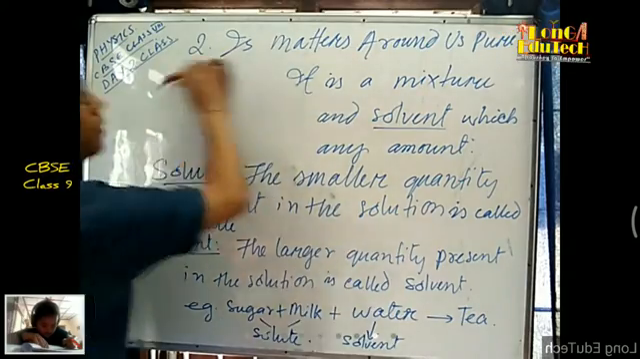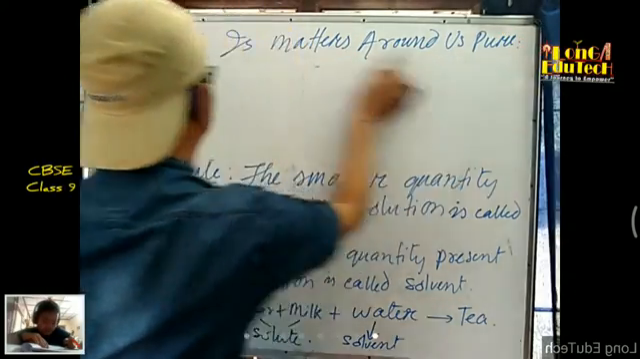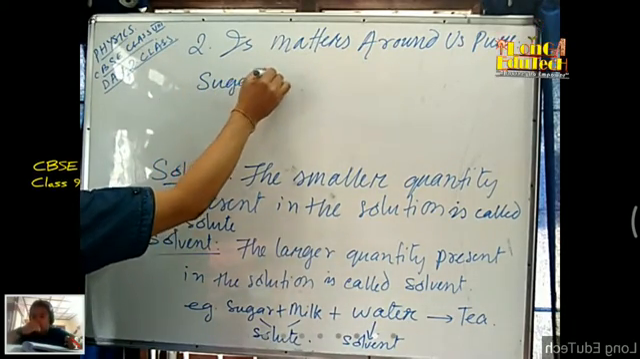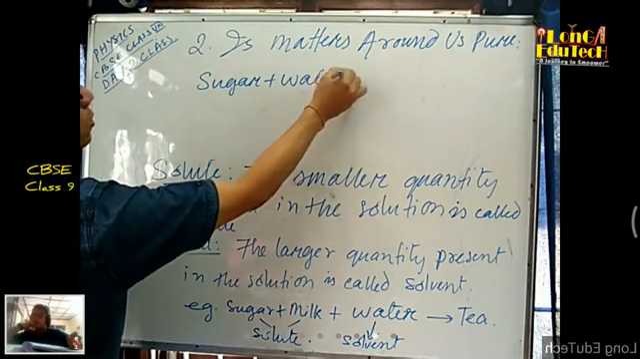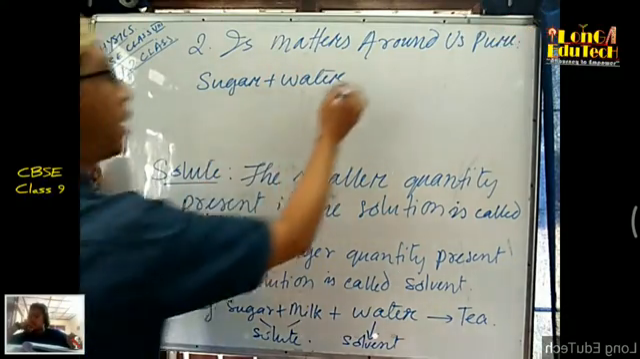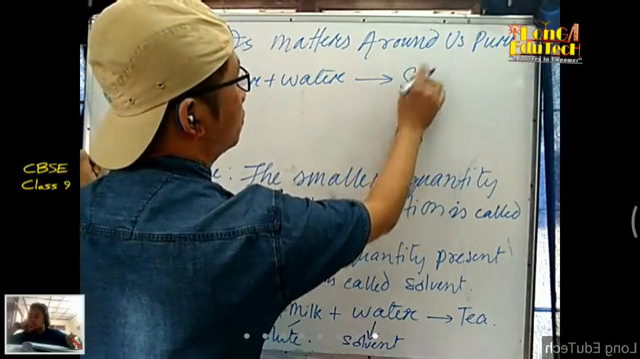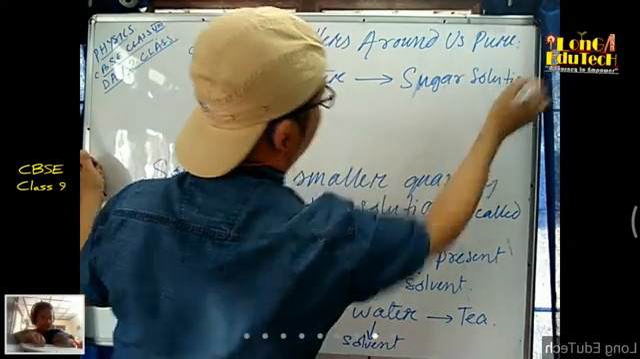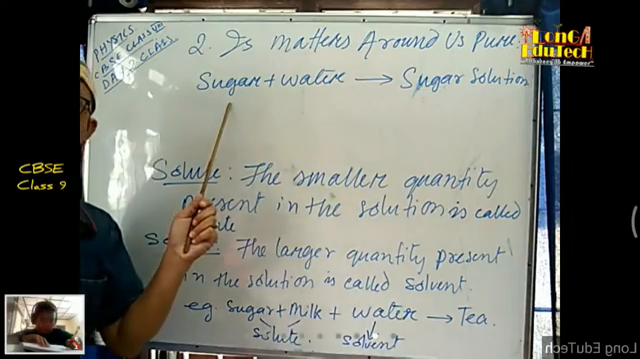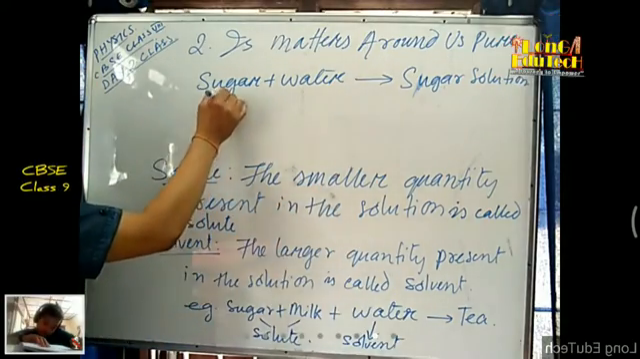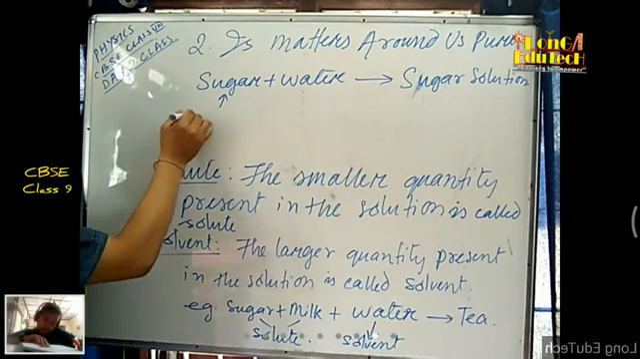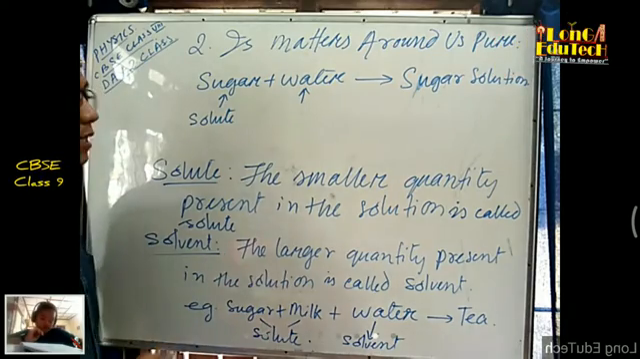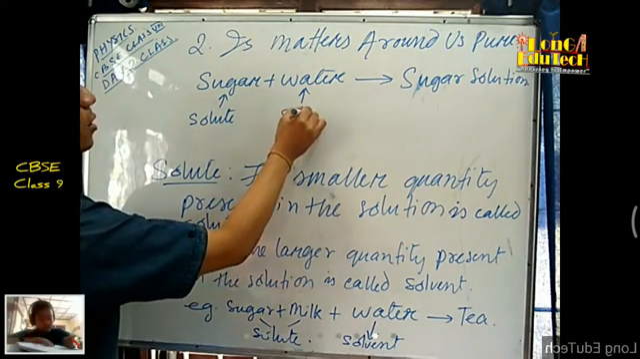Another example is that we put the sugar in water. Sugar in water we add, then what will it form? It will form sugar solution, or if it is salt, then it will form the salt solution. This sugar is added in the small quantity, so it will be the solute. And this water is added in the larger quantity, so it will be the solvent.